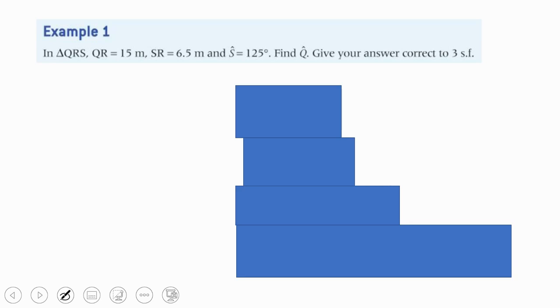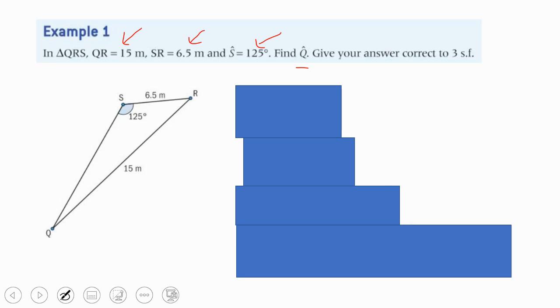Okay, so example one here, given this picture, they're telling us a triangle, they're telling us a side, telling us another side, and they're telling us an angle. We're going to find an angle. It says give your answer to 3 sig figs. So you make a picture, and QRS is the name of your triangle, and just make sure everything's labeled right.